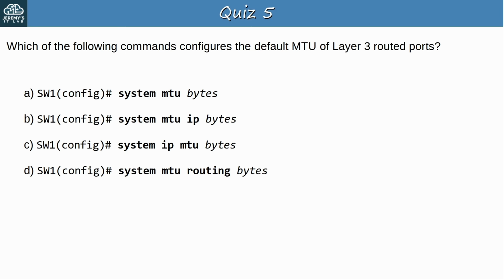Okay, the answer is D, System MTU routing. It configures the MTU of routed ports on a multi-layer switch. It is a system-wide command and will be applied to all routed ports. But if you specifically configure the MTU on the port itself, that config will take precedence over the system-wide value.